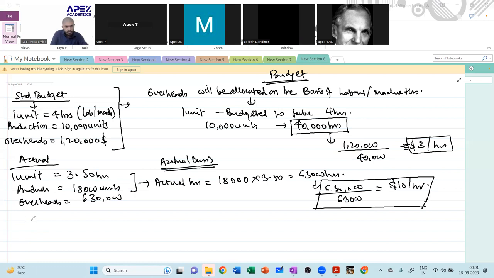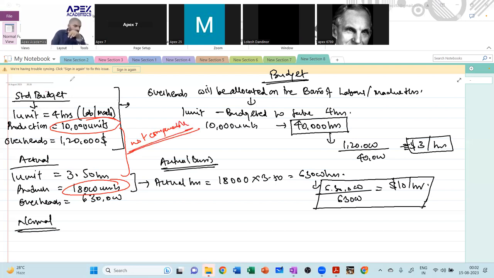Now, please understand what will happen in a normal system and in a budget. First of all, tell me one thing. Can you compare actual 18,000 units with standard 10,000 units? It is not comparable. Yes or no? It is not comparable. Always budget is revised.